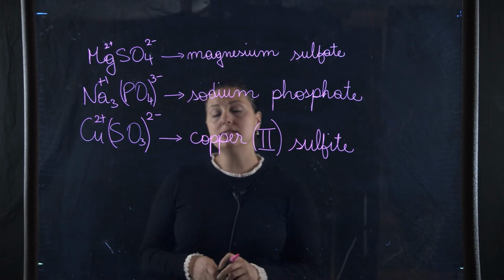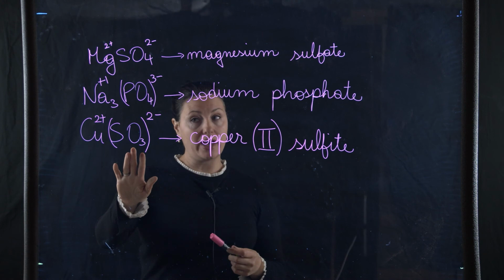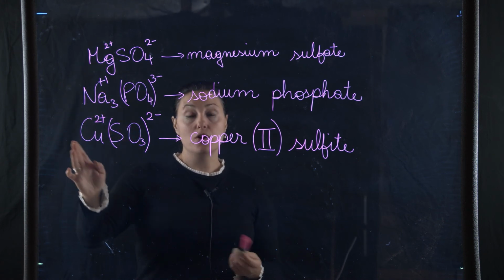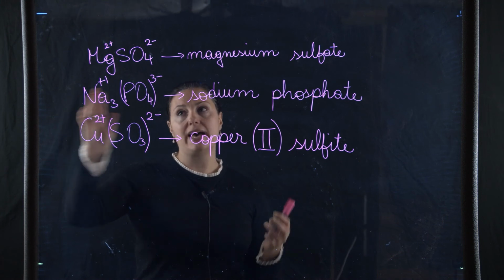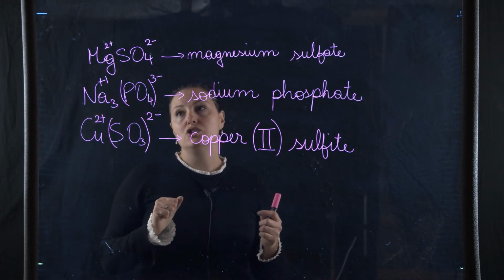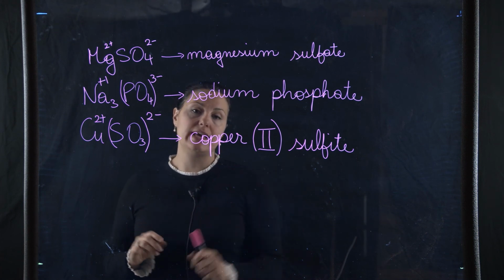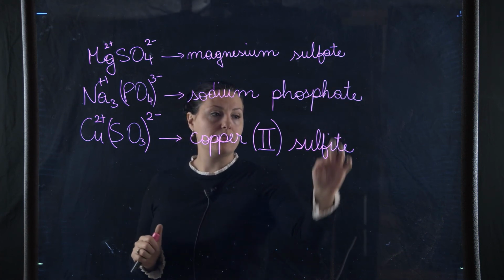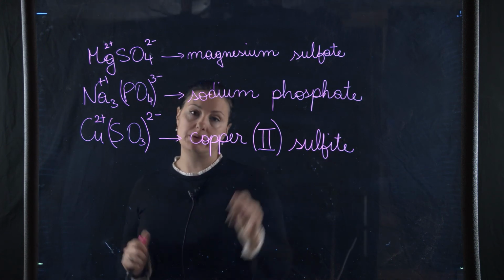Okay, this is how we name compounds that have polyatomic ions, and those compounds, whether they have just an ion that has one particular charge or an ion that can have multiple charges, we do the same, but we write the name of the polyatomic ion, and when we have to specify the charge, we specify the charge.